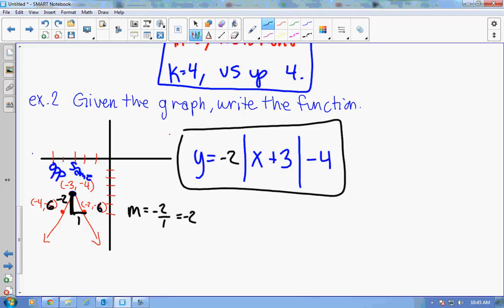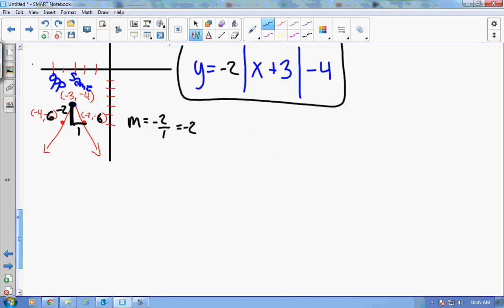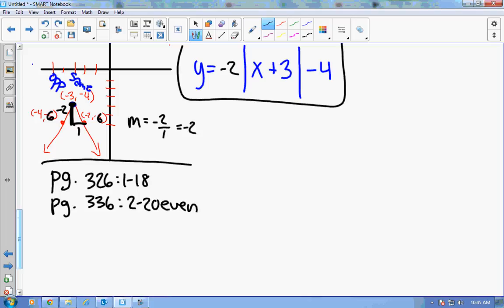Okay, so your assignment is using the A, H, and K, reviewing those on all the functions, quadratic and absolute value, and then spending some extra time on absolute value. So the first section is on all the families of functions we've done, linear and quadratic. Oops, that's not a page number, that's the section number. The page is 326, 1 through 18. And then the second page is just specifically on absolute value. Just a couple of them on absolute value. 2 through 20 even. The first one is all, the second one is even.